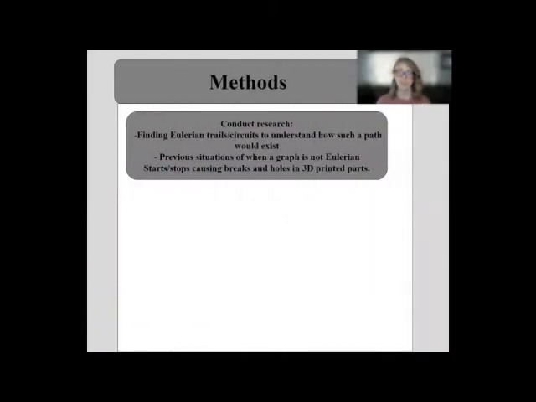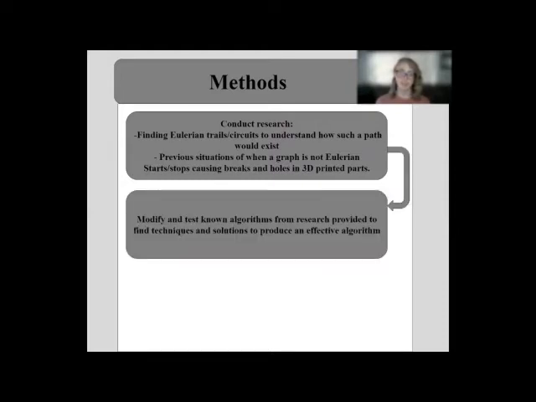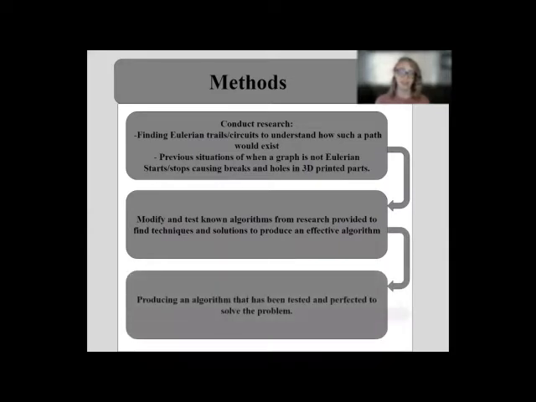So when we were trying to figure out how to conduct our research, we had to find Eulerian trails and circuits to understand how they work. Then we had to figure out some previous situations when a graph is non-Eulerian, and how we would go about solving one of those with our known understanding at that point in order to stop the starts and stops causing these breaks. From there, we would have to start modifying our known ideas with our known algorithms and techniques from the research provided to produce an effective algorithm. And from there, we have produced an algorithm that has been tested and perfected to solve the problem.